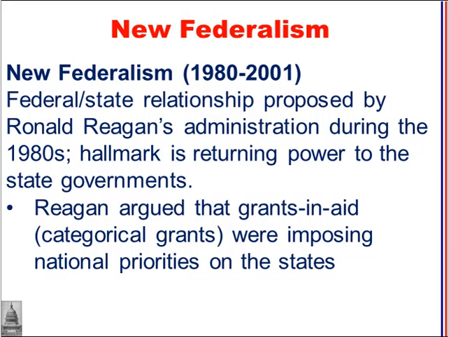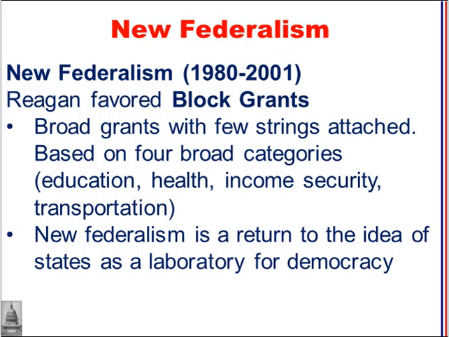Reagan argued that grants and aid, and specifically categorical grants, were imposing national priorities on the states. Liberals at the time were arguing that grants and aid, these categorical grants, were an effective way to raise the level of services provided to the poor and others. But Reagan argued otherwise, because he felt it was hard for states to resist the lure of grants. So Reagan favored block grants.